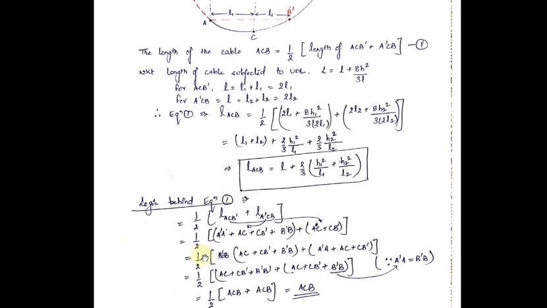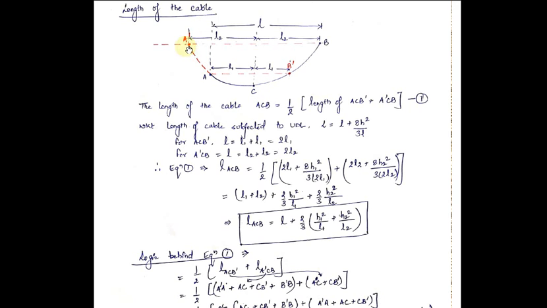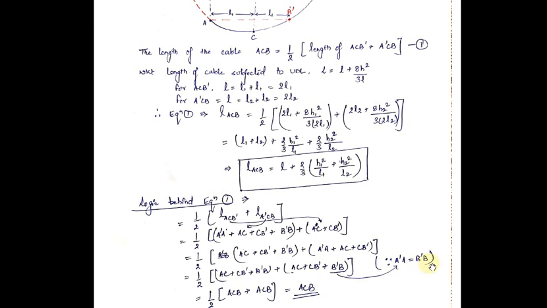Now I can rearrange this equation and write it as half of AC plus CB dash plus B dash B, and I write this A dash A along with AC plus CB dash. So I will get A dash A plus AC plus CB dash, and again half of AC plus CB dash plus B dash B. Now if you see in the diagram, A dash A is equal to B dash B. So I can write A dash A equal to B dash B.